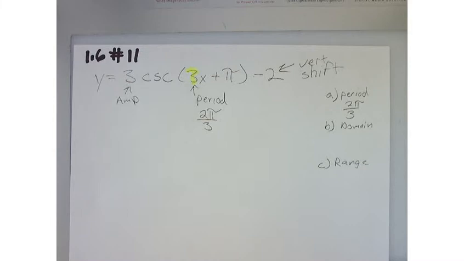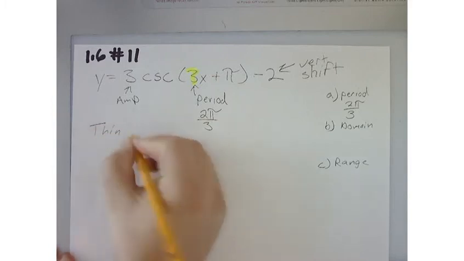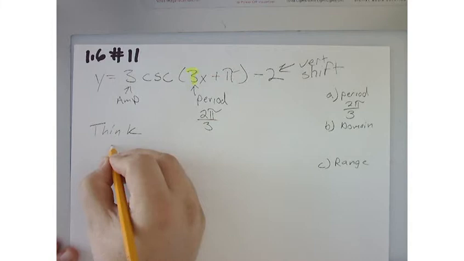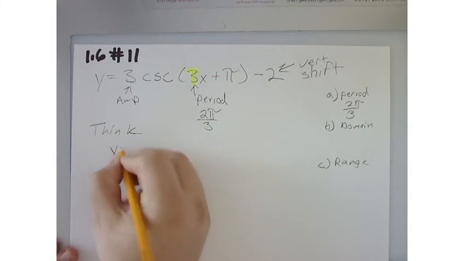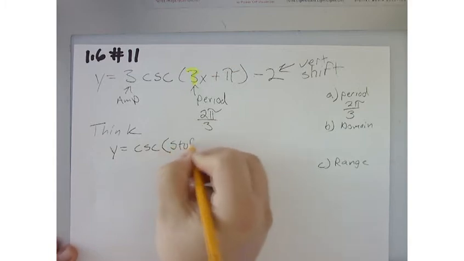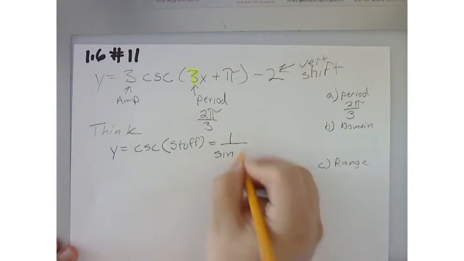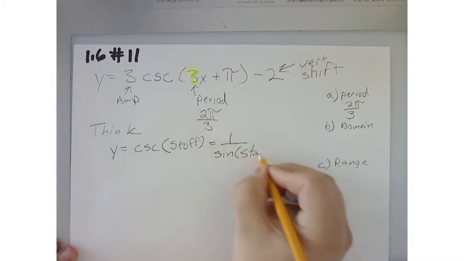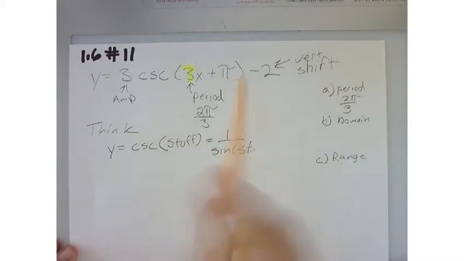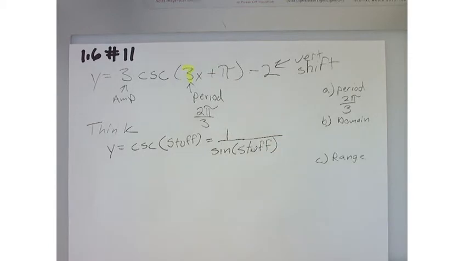So now, the domain, here's what we need to think of. Y equals cosecant of some stuff is equal to 1 over sine of that same stuff, right? Does that make sense to you guys?